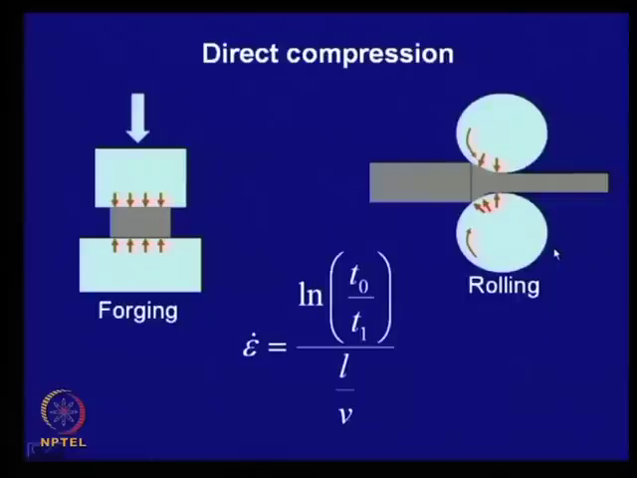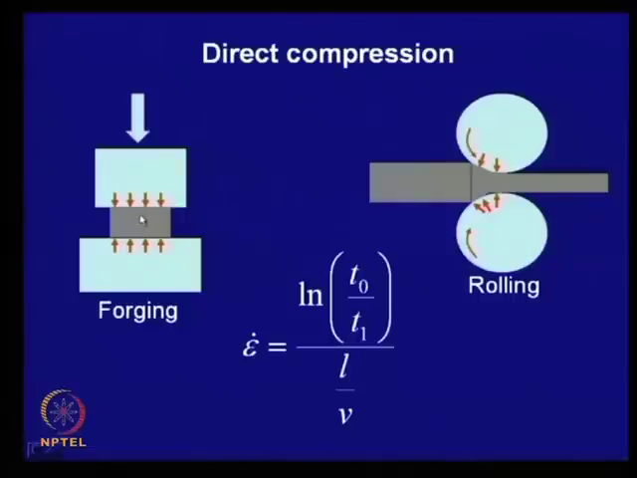Now in case of rolling also, this is the region over which the deformation is taking place. This is the region where you have the plastic deformation, and after this is the final product. This is your initial thickness T naught, this is your final thickness T. And the true strain we know is given by ln of initial thickness over final thickness. This is the true strain.